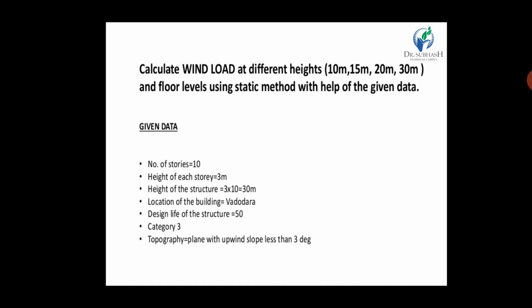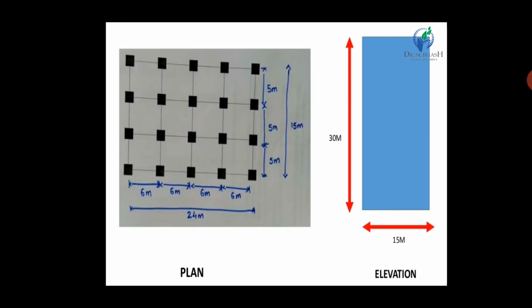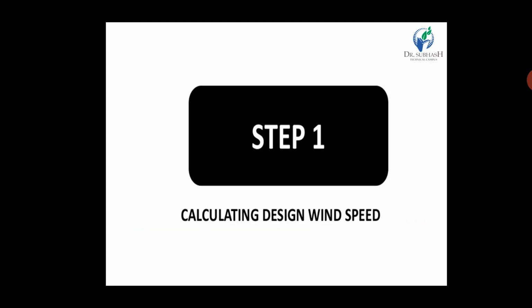Location of the building is Vadodara. Design life of the structure is 15 years. Category 3. Topography is plain with upwind slope less than 3 degrees. So this is the data given. You can see this plan. The plan is given as 24 by 15 meters and one bay is 6 by 5. The width is 15 meters and the total height is 30 meters. So you have to draw the elevation and plan roughly. You can idealize the plan-to-width ratio and height-to-width ratio of our given data.